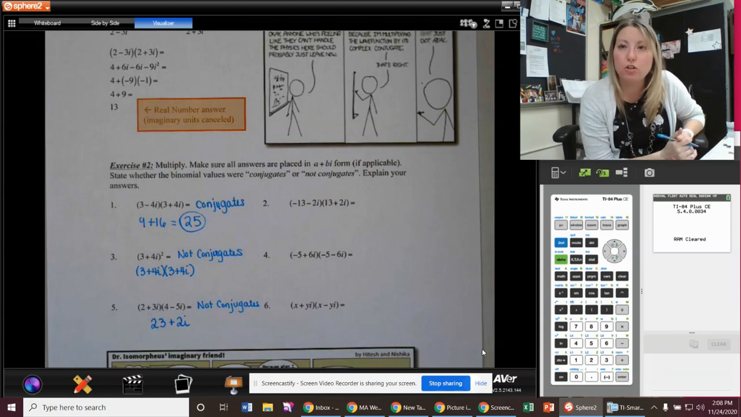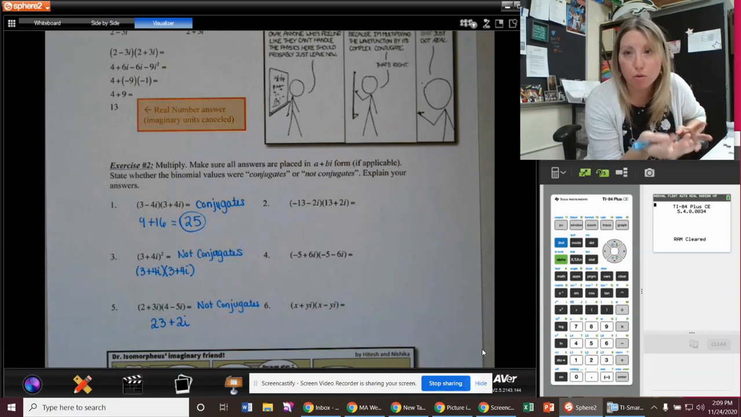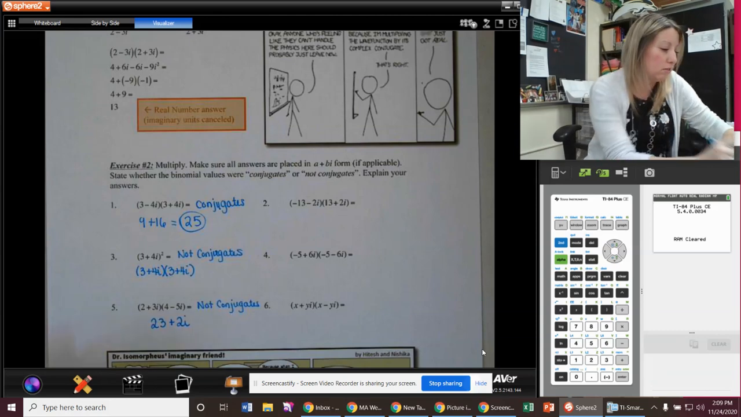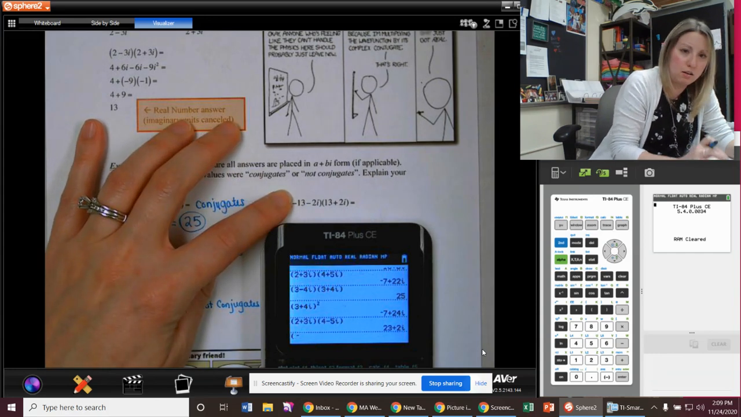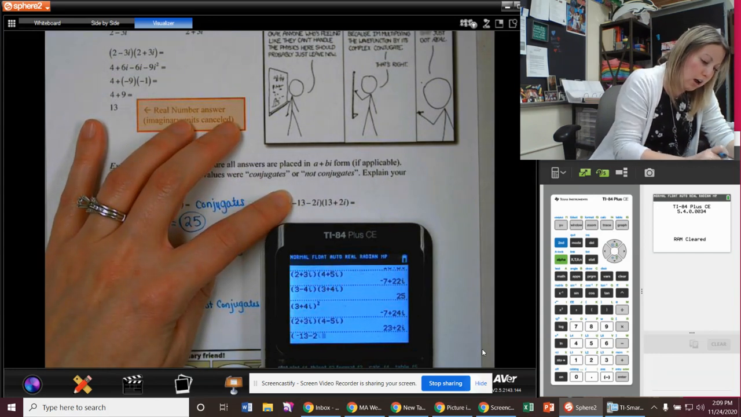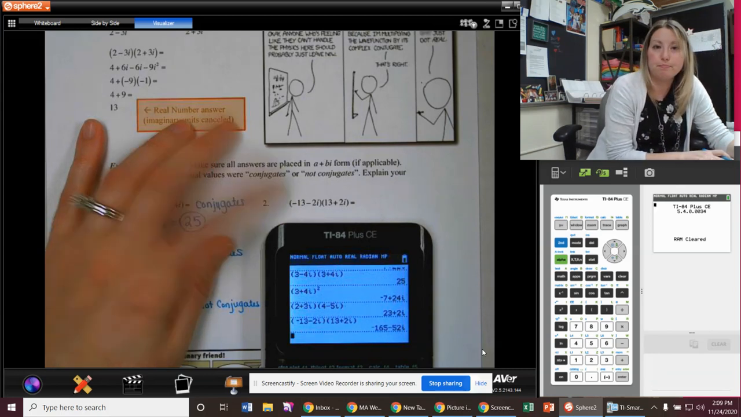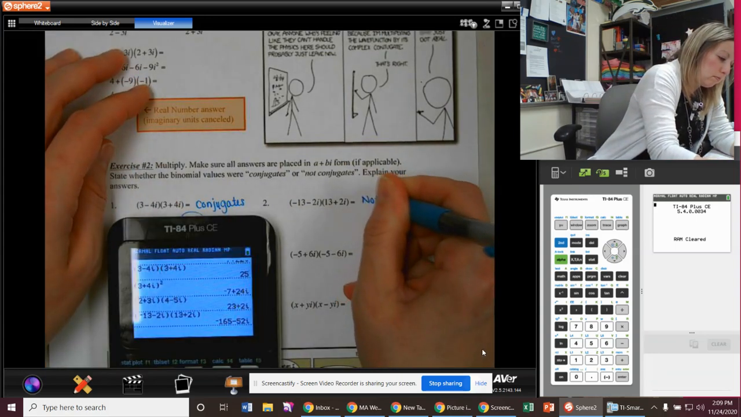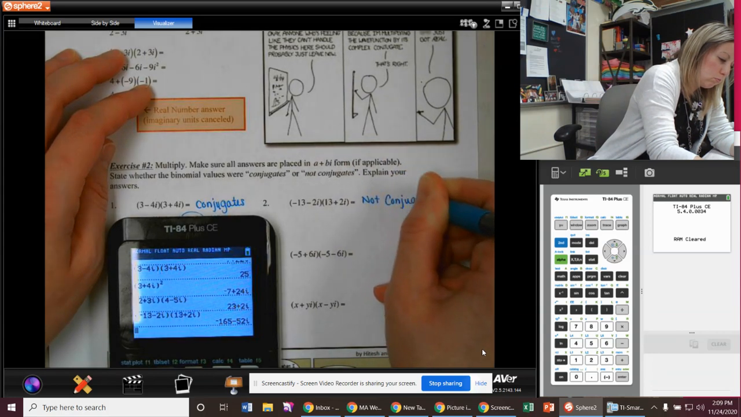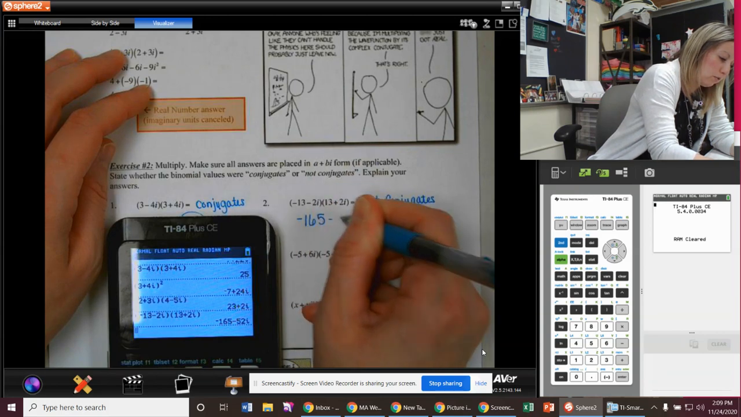Oh, interesting on number 2. Is that conjugates? One sign change between the two, not both sign changes. This is still just FOIL these together. These are not conjugates on this one. So negative 13 minus 2i times 13 plus 2i. Yep. Okay. That's not conjugates. And my answer, negative 165 minus 52i.